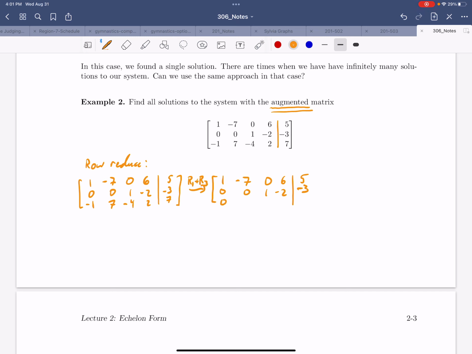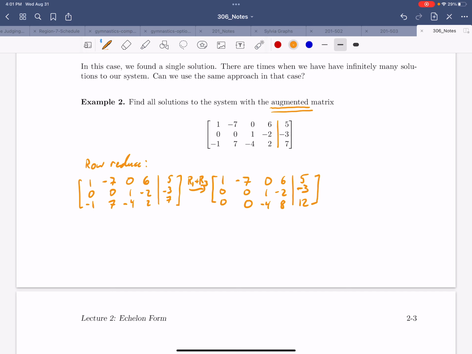And then this will be a 0. Oh, look, -7 plus 7 is also 0. 0 plus -4, well, that's still -4. And then 6 plus 2 is 8. Now remember, be careful, add 5 to 7 as well. Don't forget about that right-hand side.